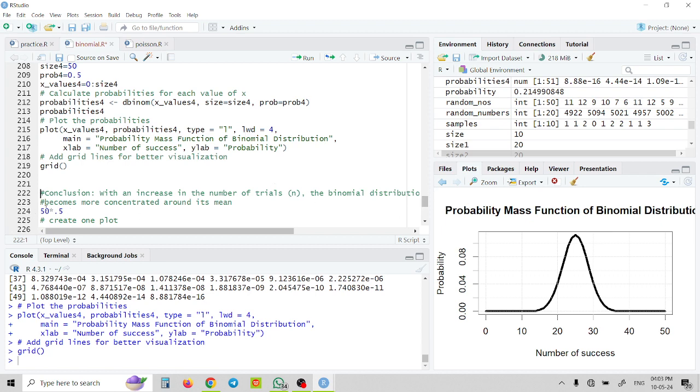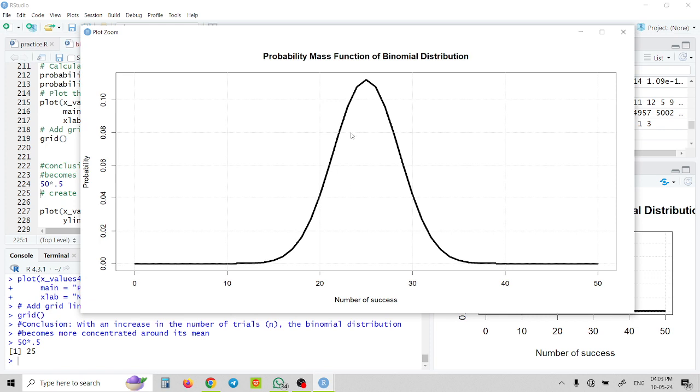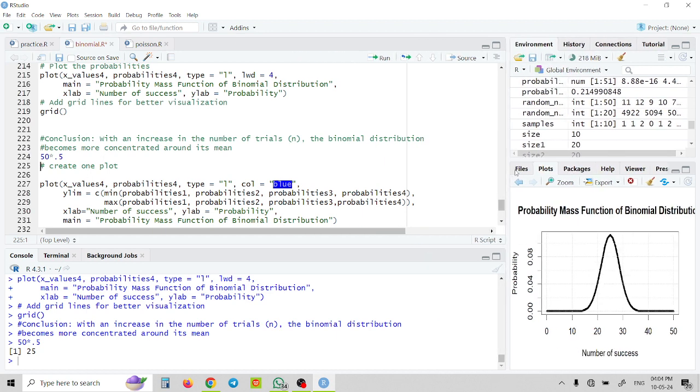When p is equal to 0.5 and n is equal to 50, the mean will become 25. Now see the distribution. So what we can conclude from this: the mean is 25, so the average number of successes is 25 and the probability is maximum at that point, x equal to 25. If the probability of success is 0.5 and the number of trials is 50, the distribution is symmetric around its mean. The same thing I have written here in the conclusion.